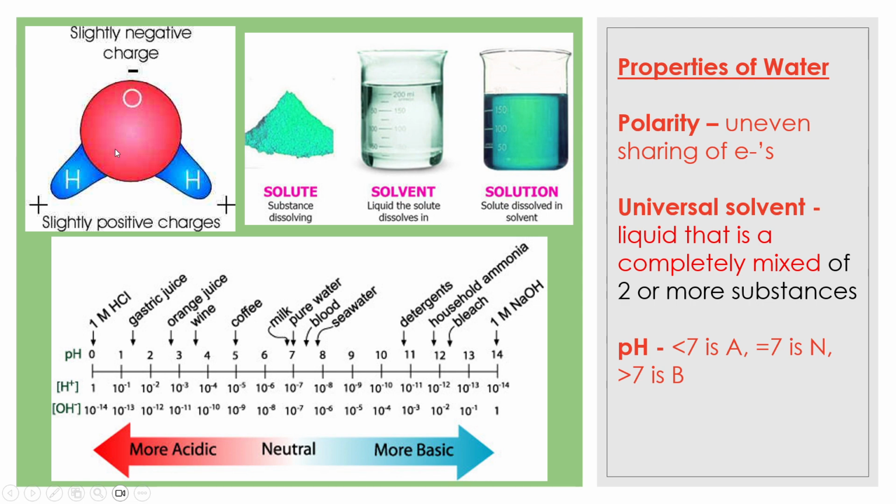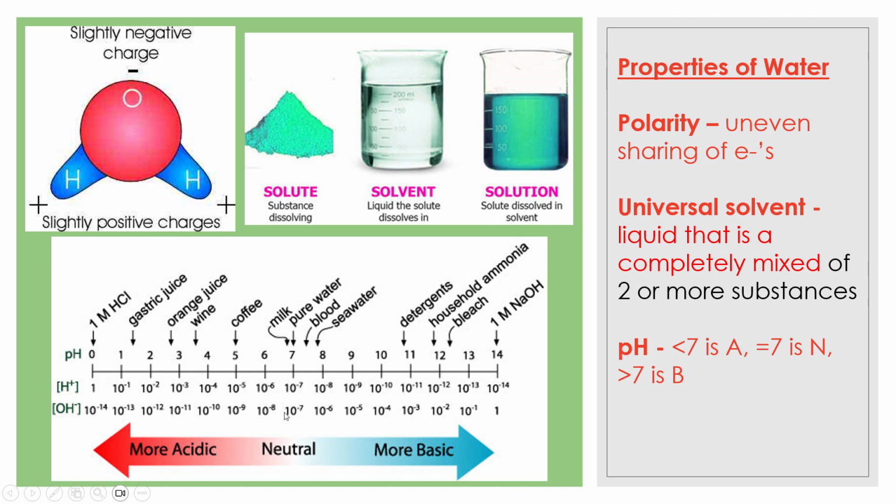Remember how we talked about the oxygen being slightly negative and the hydrogens slightly positive? That's what we call polarity. Because we have that uneven sharing of the electrons, there's a positive and negative charge. So when I throw sodium chloride in here, the sodium that has a +1 charge goes to the oxygen, and the chlorine that has a -1 charge goes to the positive, because opposites attract, right? Well, that polarity and cohesion are two of the things that allow water to be the universal solvent. That's a liquid that is completely mixed of two or more substances.